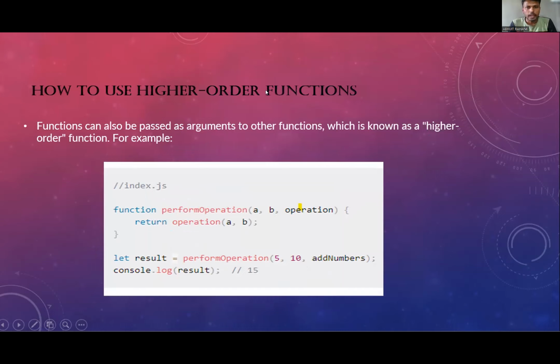To use higher order functions. Functions can also pass an argument to other functions, which is known as higher order functions. In JavaScript we can use higher order functions where we have to create one variable, like result, and call the function, performing operations. It will check some conditions and return the result to the output in the console log, to the user on the browser.